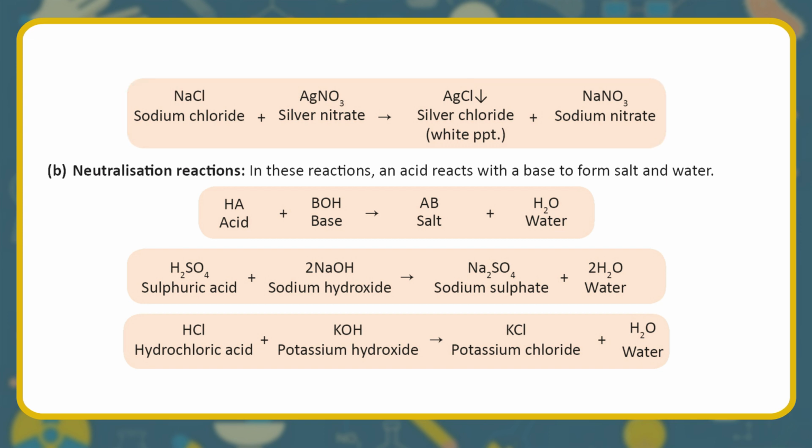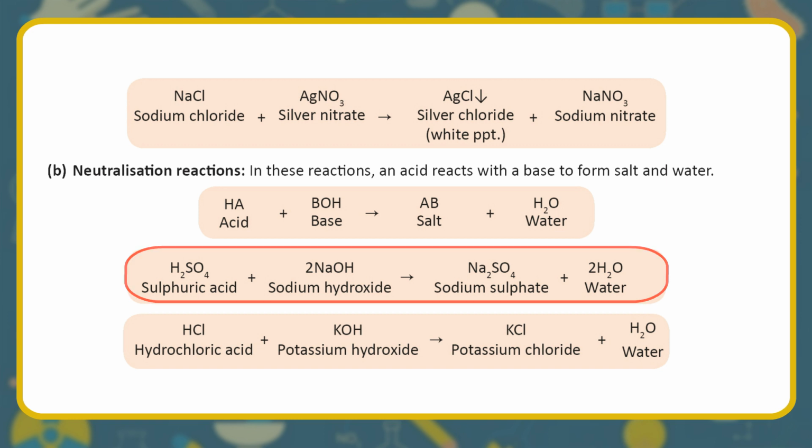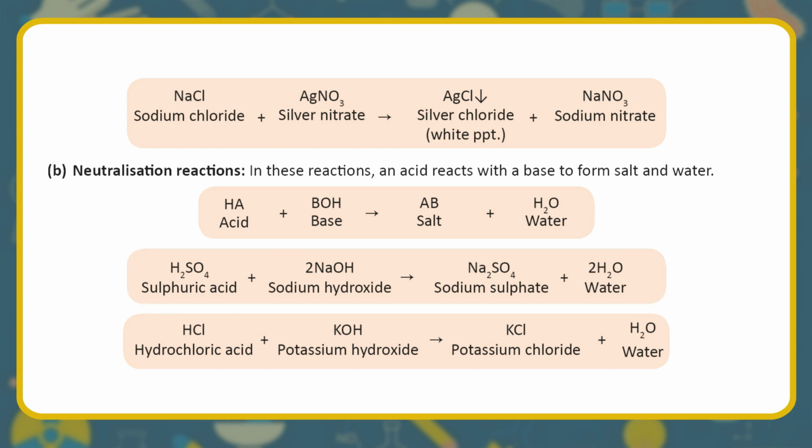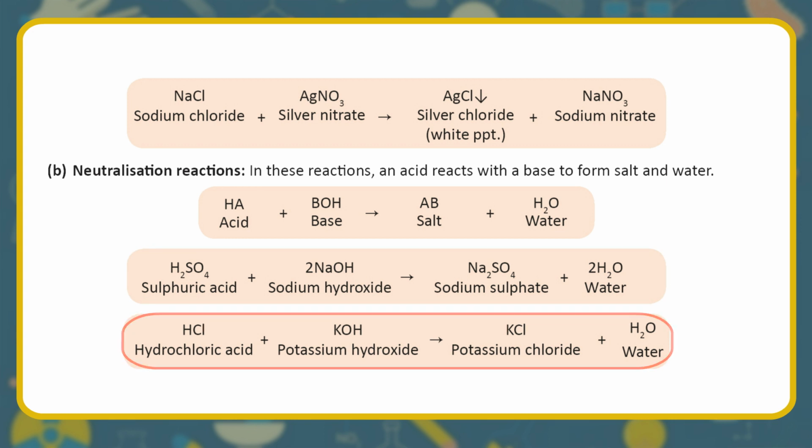B. Neutralization reactions. In these reactions, an acid reacts with a base to form salt and water. HA, acid, plus BOH, base, gives BA, salt, plus H2O, water. H2SO4, sulfuric acid, plus 2NaOH, sodium hydroxide, gives Na2SO4, sodium sulfate, plus 2H2O, water. HCl, hydrochloric acid, plus KOH, potassium hydroxide, gives KCl, potassium chloride, plus H2O, water.